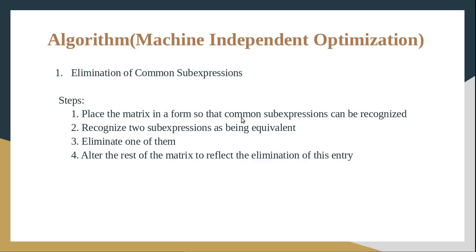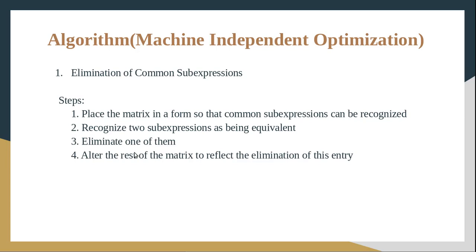So before starting optimizing our code, it has to be in a matrix form, and we have to place the matrix in the form such that we will be able to find out the common sub-expressions easily. Once we place it in the matrix format, we have to recognize two sub-expressions as being equivalent. Then the next step is recognize the common sub-expressions. Then the third step is eliminate one of them. If there are two, then eliminate one of the sub-expressions.